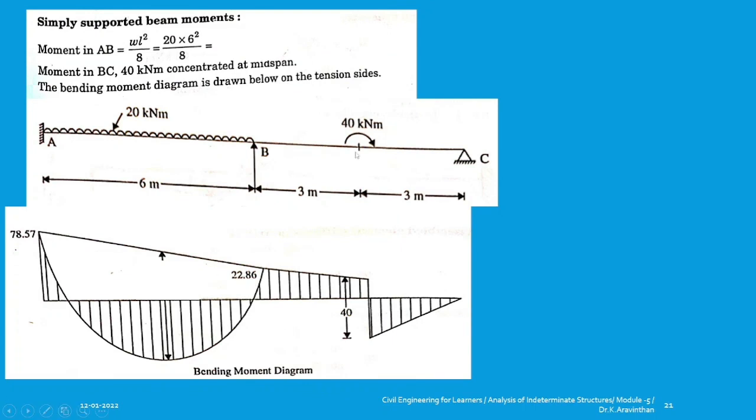Now you can find the positive bending moment. Since it is a UDL, WL square by 8, you will be getting 90 kilonewton meter, and for a moment your formula is M. So whatever value you are getting, you can take that. So this is the moment between B and C. This is the moment at this junction, and the negative bending moment is 78.57, and at the junction B is 22, at C is 0.